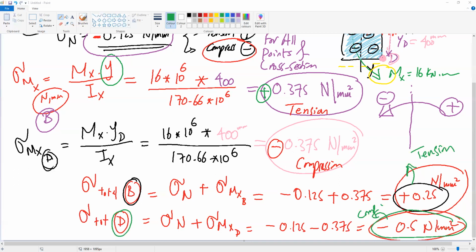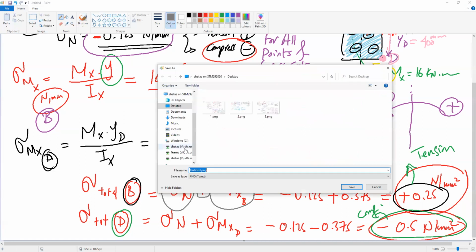So this is what is meant by combined action. We have two stresses and we combine them together. Okay. The last step here, I need to show you how to draw the stress distribution over this type of section, under this type of forces.